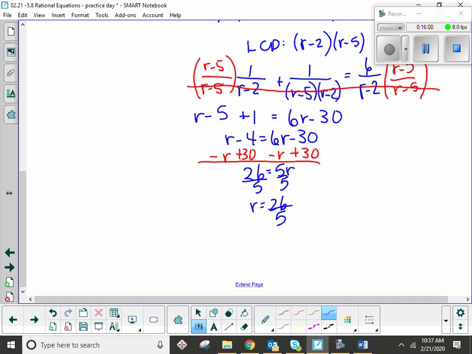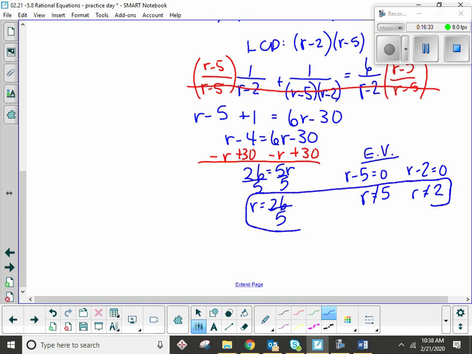Let's check on our excluded value situation. When we factored originally, each denominator has these two factors or some combination. So these are the only things we need to check. Set them both equal to 0, solve. R cannot equal 5 or 2. Did it? No, so it's good. So there's my excluded values and my actual value.